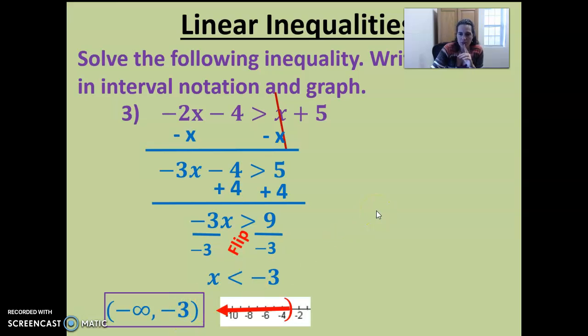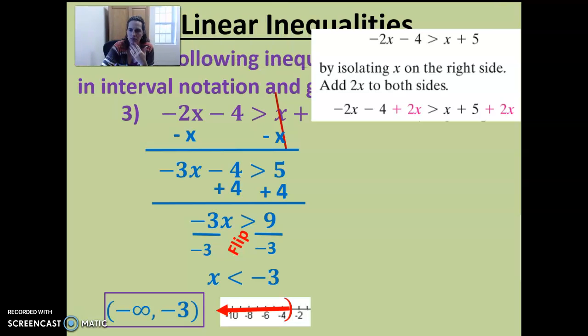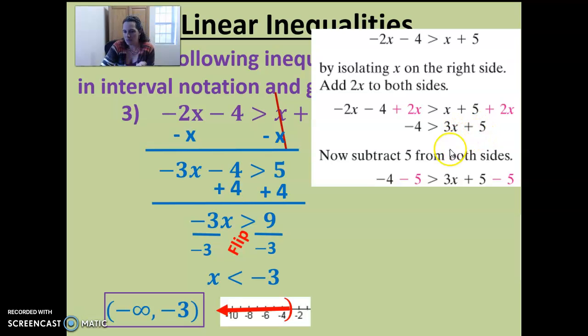Okay, I did want to show you what would happen if, you remember at the very beginning I said we want x to be on the left-hand side. If it didn't happen that way, I wanted to show you, and I clipped it from the book, so it's a different setup. But if you've got that negative 2x, let's think about adding it to the other side, if we wanted to keep x positive. With the 3x plus 5, we would then subtract a 5 from it. So we wind up with negative 9 is greater than 3x.